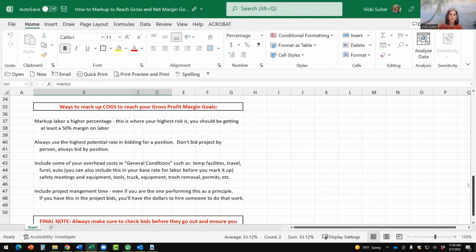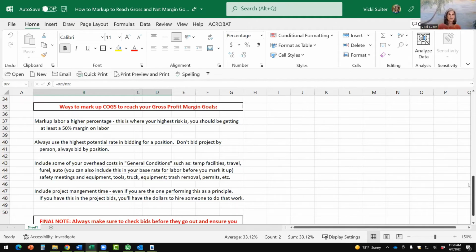So it's usually the place where you're going to want to mark up more than other places. One of the ways to get to your gross profit margin goal is to add an amount into labor that's a higher markup. So that's one idea. The second thing is that when you're bidding labor, you always want to use the highest paid level for that position. So in other words, if I have a carpenter, let's say a lead carpenter.